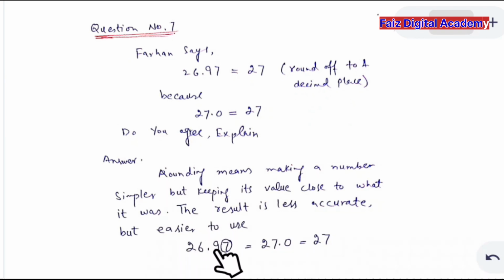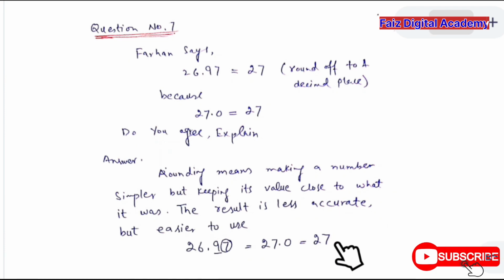Like 26.97, the fate of this 9 is decided on the basis of 7. Obviously 7 is greater than 5, and we have to add 1 to this 9 and it will become 10, and 1 is added to 7, and 0 will remain in place of this 9. So it will become 27.0. So the most accurate answer is 27.0, but we can write it for our ease as 27.